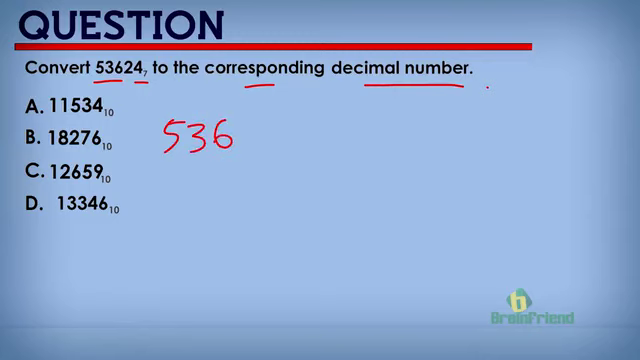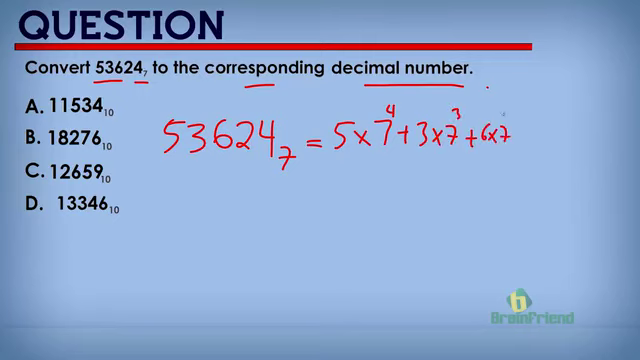So we write 53624 base 7 expanded in its positional form to be what? 5 times 7 raised to power 4 plus 3 times 7 raised to power 3 plus 6 times 7 raised to power 2 plus 2 times 7 raised to power 1 plus 4 times 7 raised to power 0.